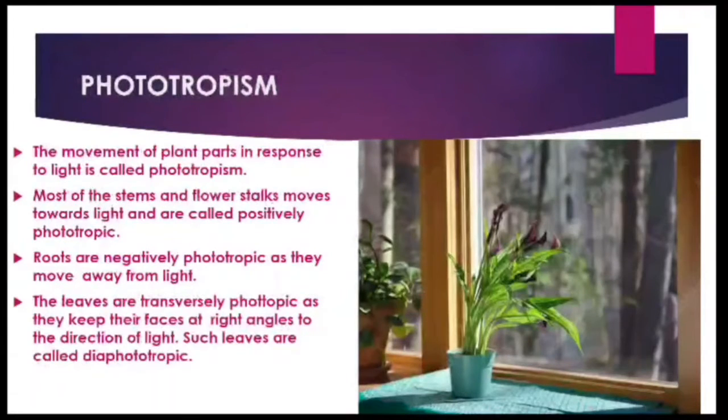First of all, phototropism. The movement of plant parts in response to light is called phototropism. Most of the stems and flower stalks move towards the light and are called positively phototropic. Roots are negatively phototropic as they move away from light. The leaves are transversely phototropic as they keep their faces at right angles to the direction of light. Such leaves are called diaphototropic.